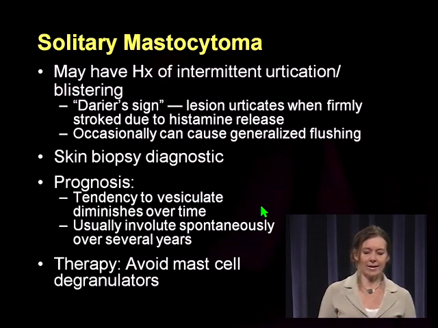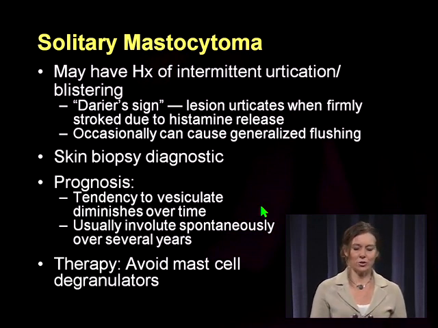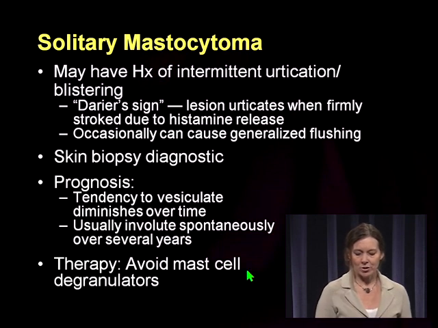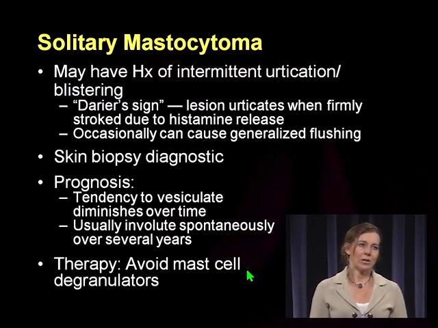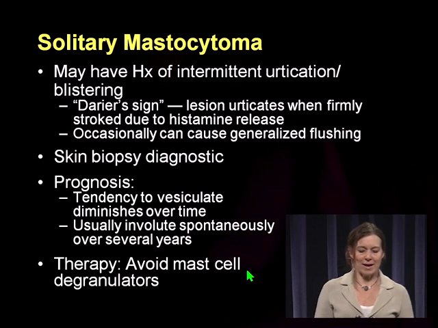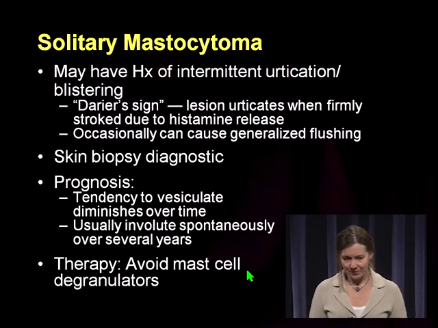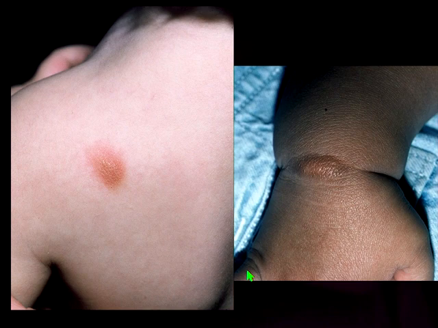Now, the prognosis of these lesions is excellent. They tend to vesiculate less and less over time as the child matures, and they also involute spontaneously, usually by adolescence. We don't tend to treat them. We do recommend that the families try to avoid exposure to mast cell degranulators in the affected child. So here are a couple more examples, kind of similar color here on the left in this light-skinned kiddo, sort of an orangish-brown color, poorly defined lesion, probably about 1.5 centimeters, has that orange peel texture, and then an oval lesion on the wrist of this more darkly pigmented patient, but similar characteristics.